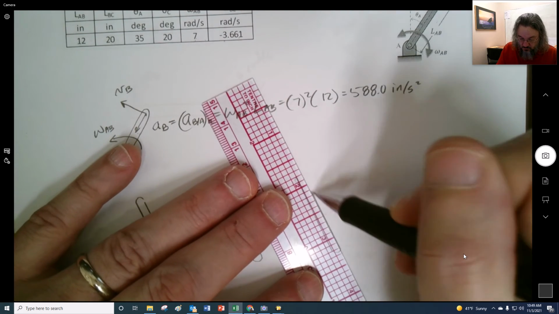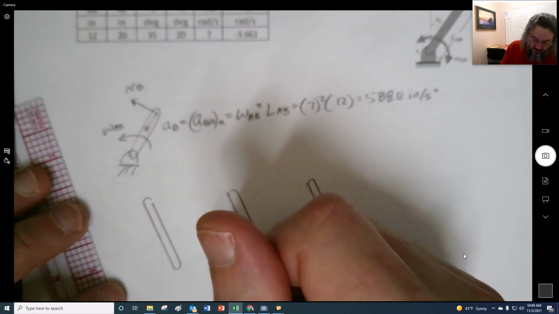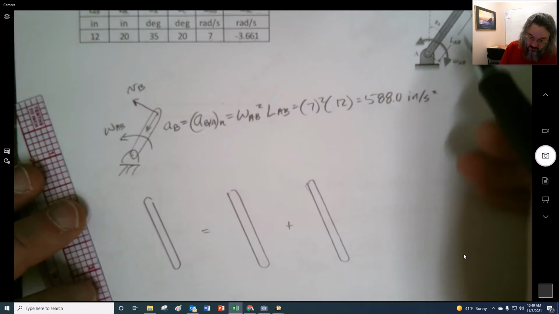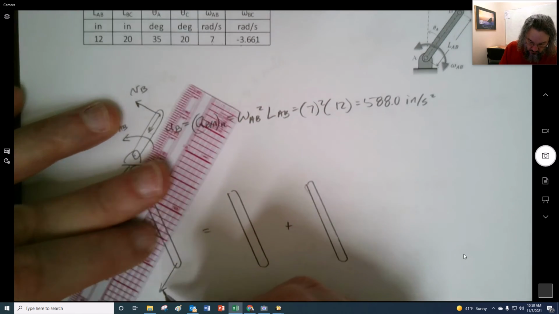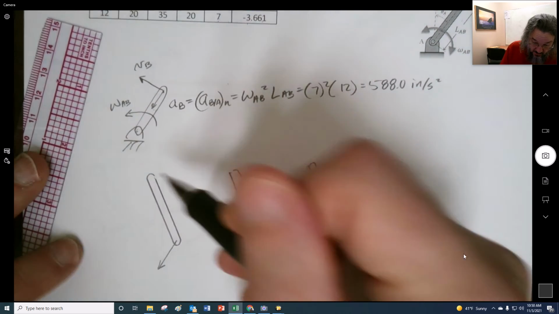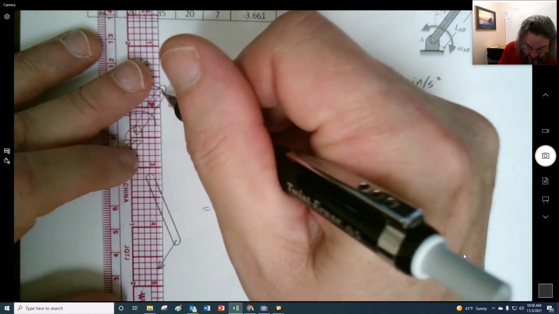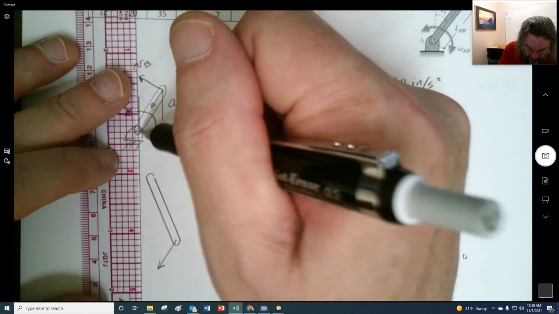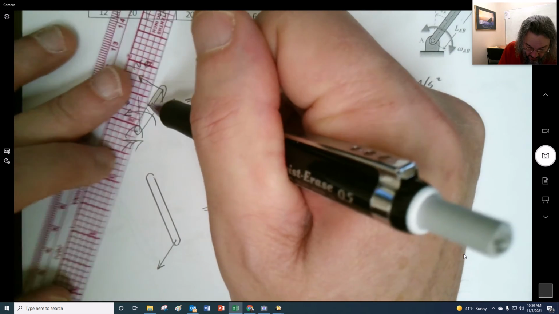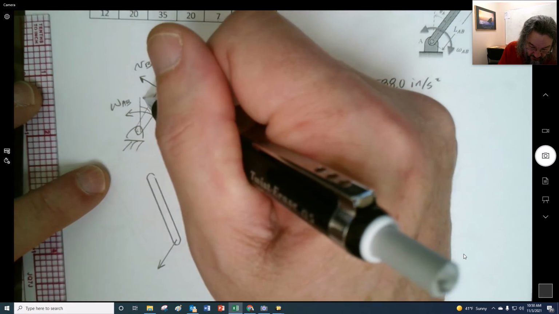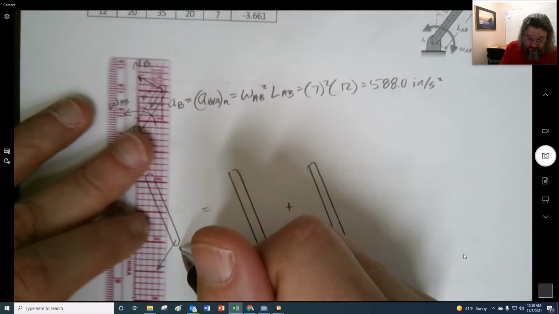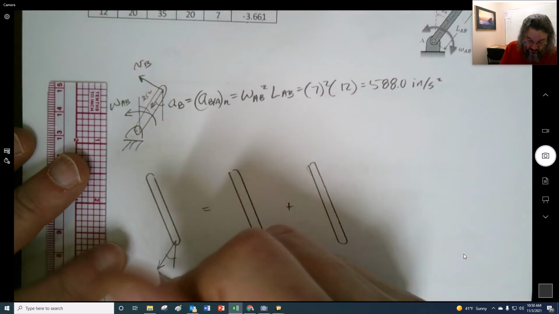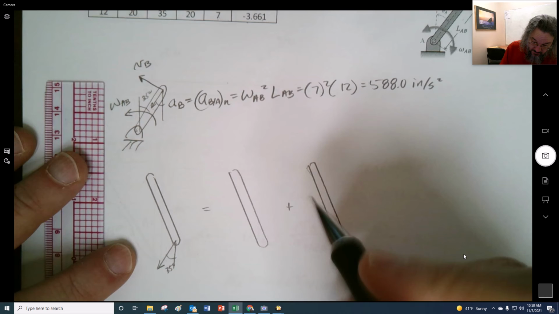And the one we know is going to be down in this direction. All right, and let me make sure I get this angle correct. Because I gave you this angle right here as being 35 degrees, this angle right here is 35 degrees. Therefore, this angle is 35 degrees.